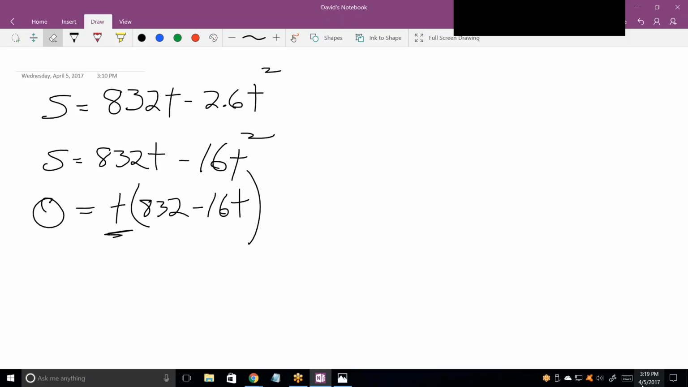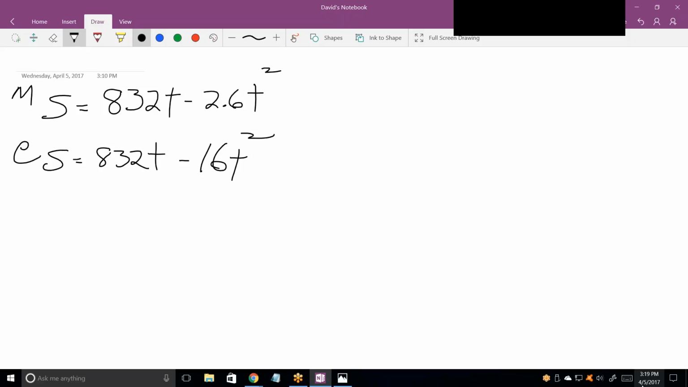Okay. There's my two position functions for the moon and for Earth. How do I figure out where the peak of that thing is? It's traveling like that, a parabola, in both cases, right? Correct. Well, there's its peak. How do I find the vertex of a parabola? Does that have anything to do with like tangent?